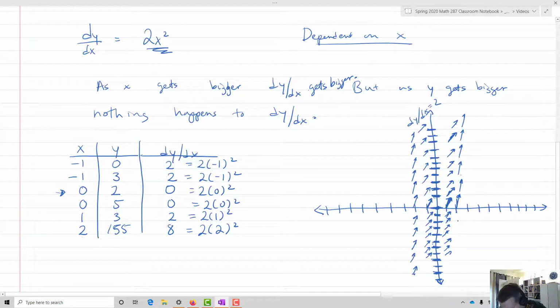And that's basically what a slope field looks like. We'll look at some of these inside of Desmos in just a moment.